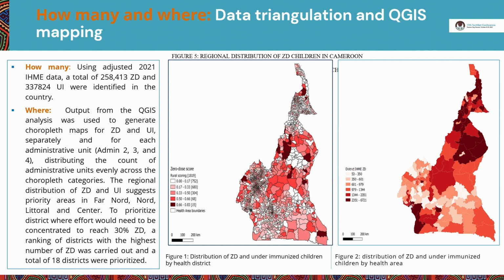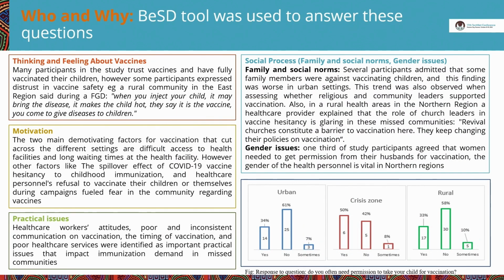And then again, we wanted to understand the different reasons why they were not vaccinated. Using the WHO framework, we identified issues related to thinking and feeling, and most of the time it was related to concerns about vaccine safety, sterility, and so on. With regards to social processes, there were a lot of important family and social norms, such as the requirement of getting approval from a community leader or a traditional leader or a religious leader for children to be vaccinated.